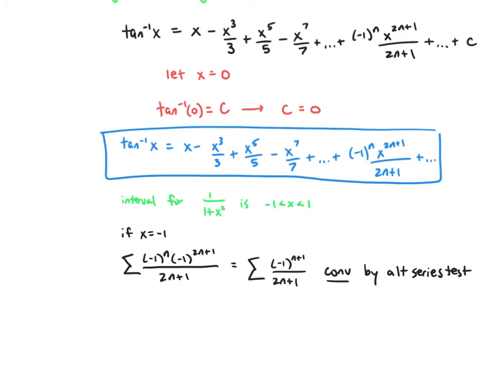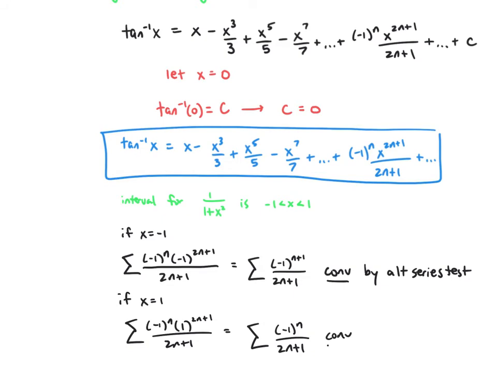Okay, we have if x is 1, we have -1 to the n times 1 to the 2n plus 1 over 2n plus 1. Okay, well the 1 to the 2n plus 1 is, of course, just 1. So what we have in the numerator is -1 to the n and 2n plus 1. This is basically the exact same conclusion.